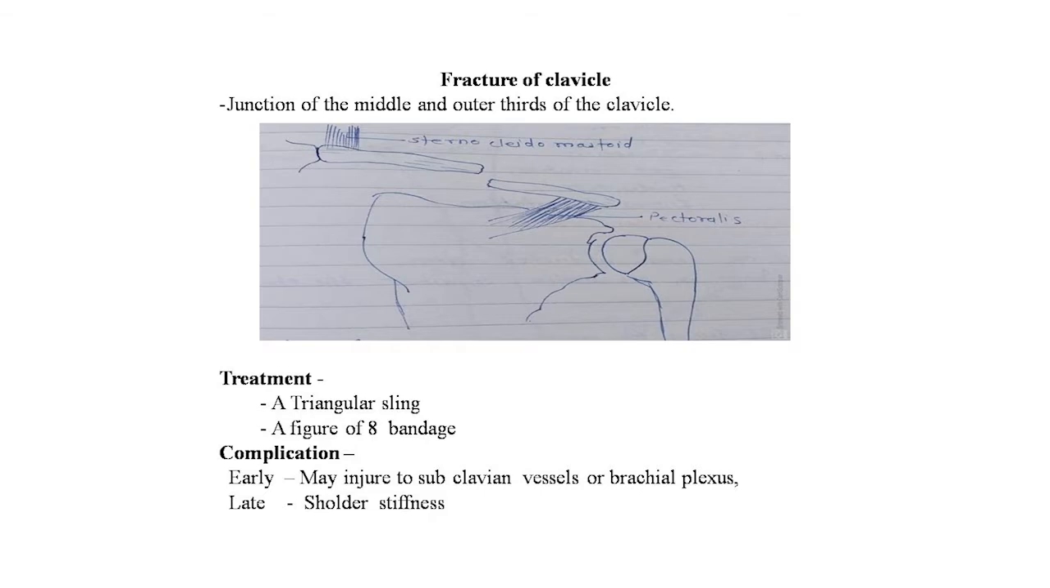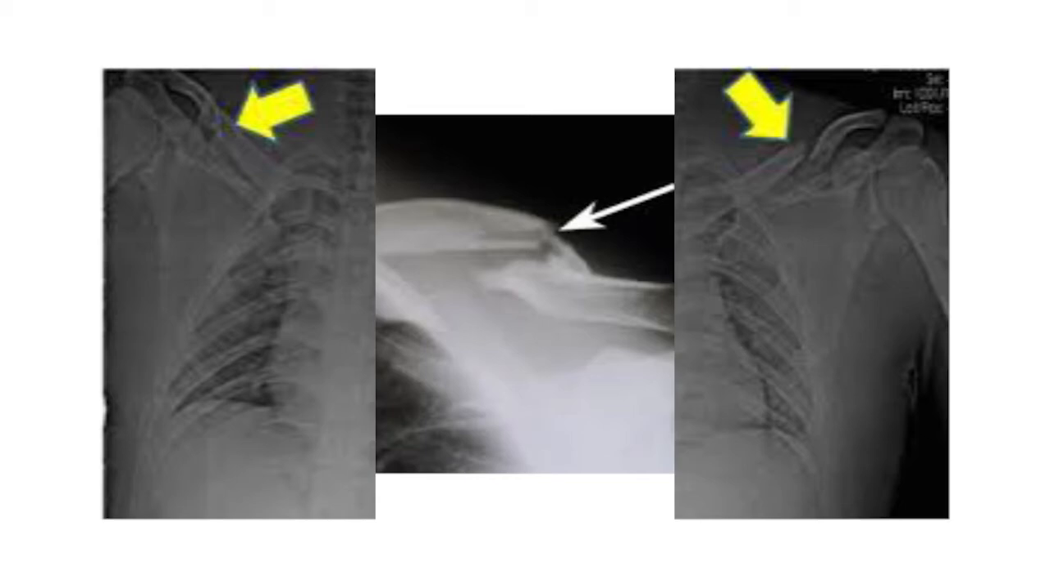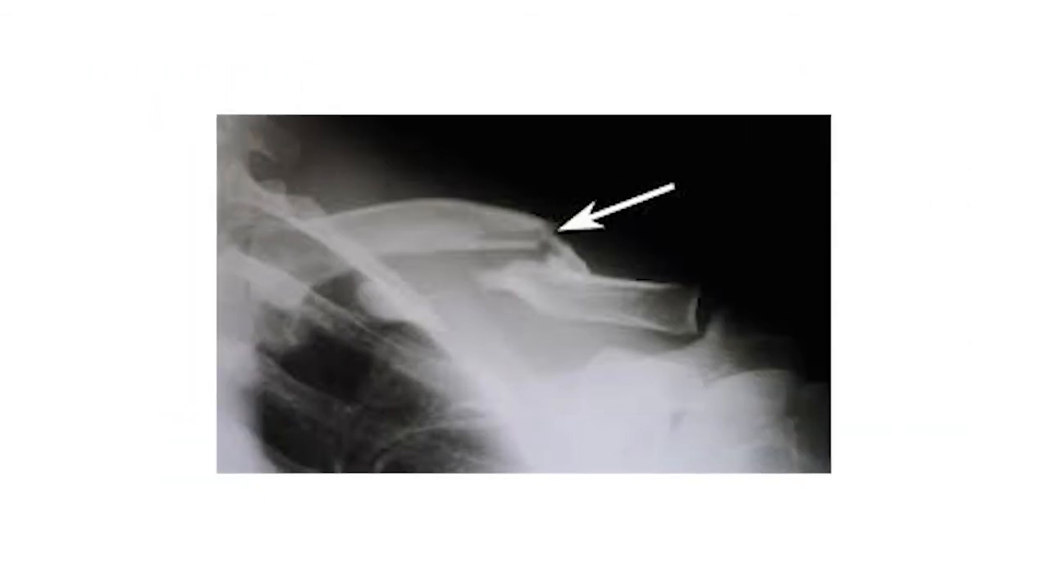And complications are of two types, early and late. Early complication may be injury to the subclavian vessels or brachial plexus, and late complication is shoulder stiffness. These are the complications of fracture of clavicle. Dear students, here is the X-ray image showing the clavicle fracture. This is another image, showing a bilateral fracture of the clavicle.